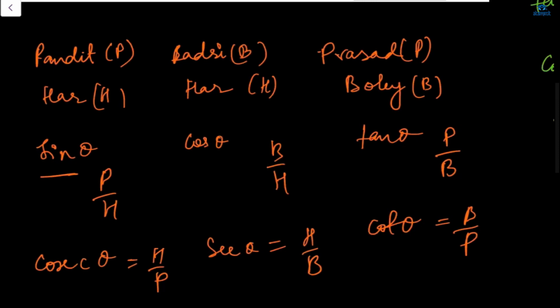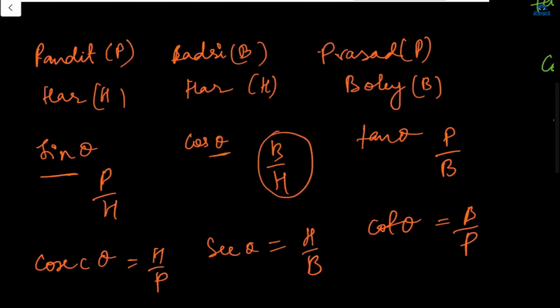Some important points I want to tell you: every trigonometric ratio is a real number. There is no specific unit for this; it is just a real number value you get. And the value of the trigonometric ratios of an angle does not depend on the size of the triangle. It depends only on the angle, theta, because it is a ratio. It depends on this angle.